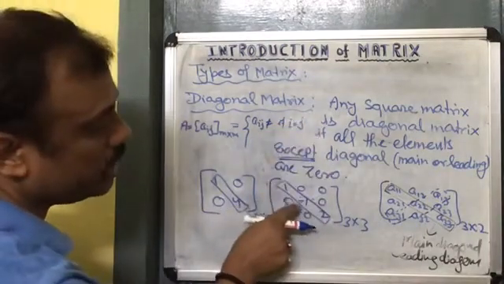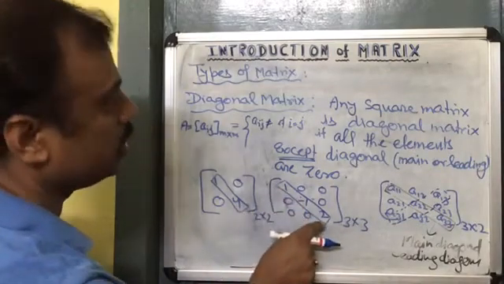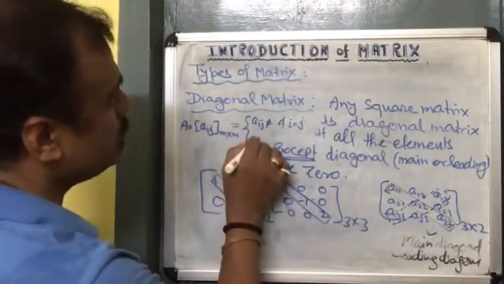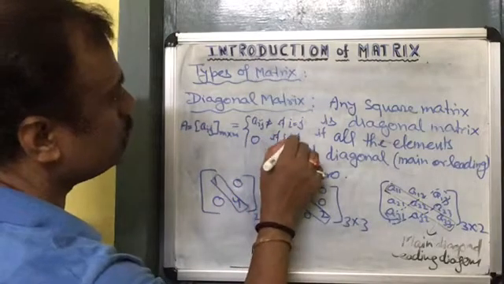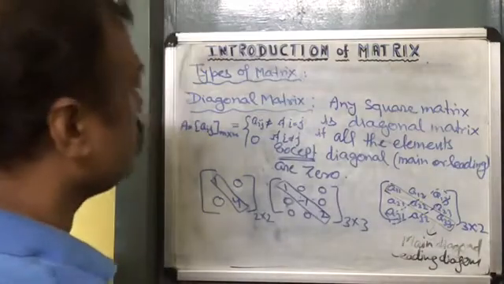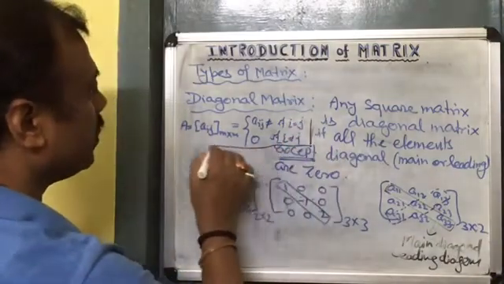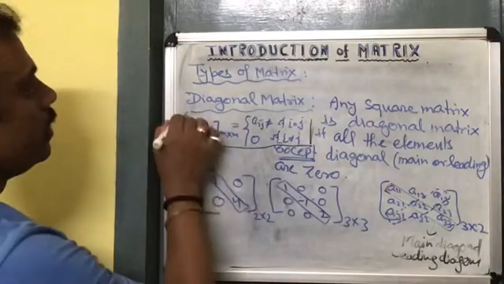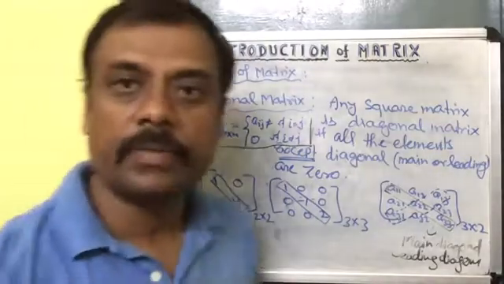I equals j are these elements a11, a22, a33, and it is 0 if i not equals j. In this way also we can define a diagonal matrix. Okay, let us move to another type of matrix.